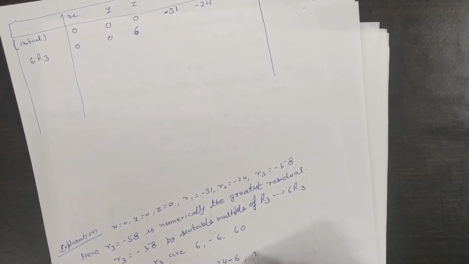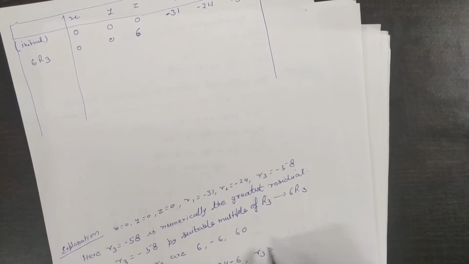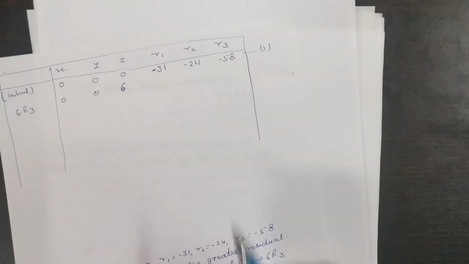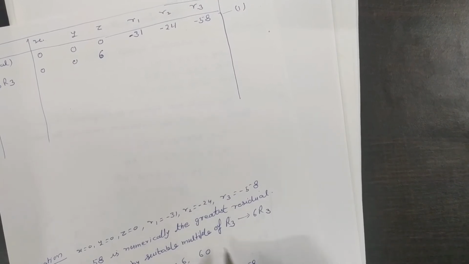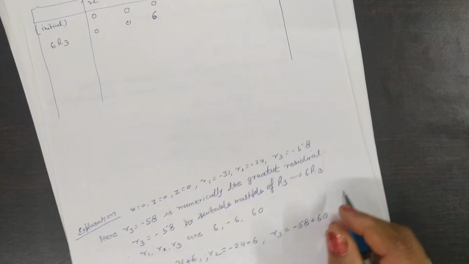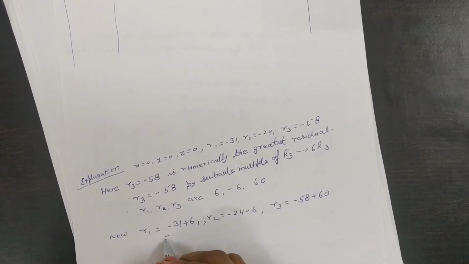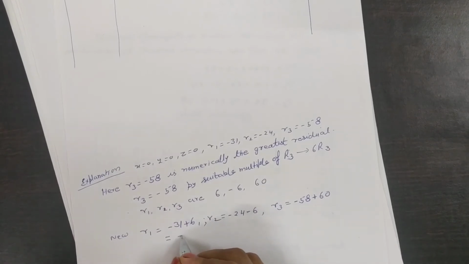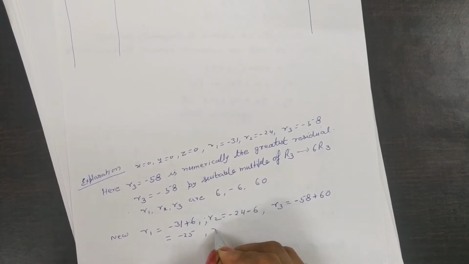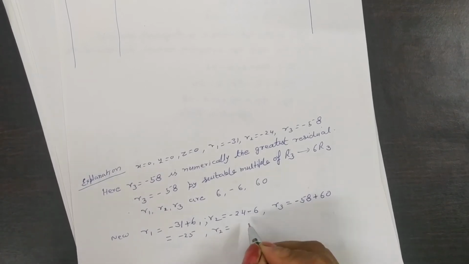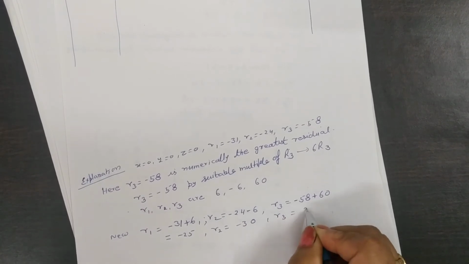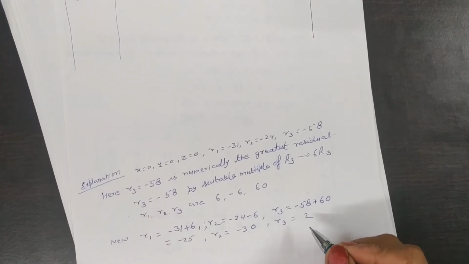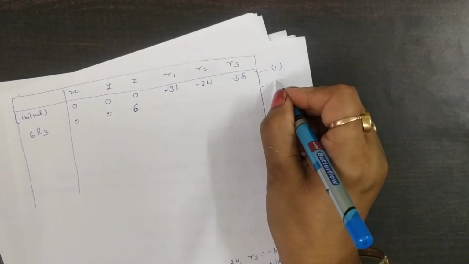And similarly new R3 is minus 58, and here is 60 plus 60. So you get the residuals: R1 you get minus 25, R2 you get minus 30, and R3 you get 2. Okay.